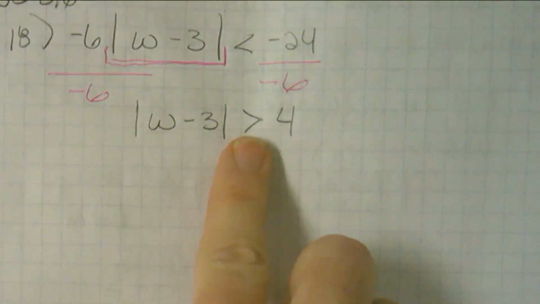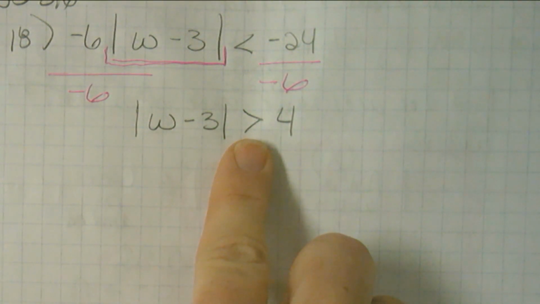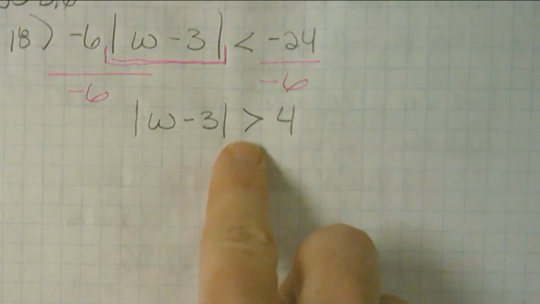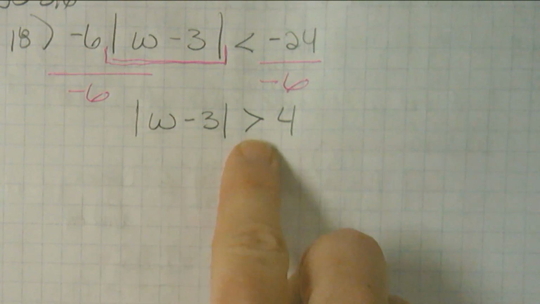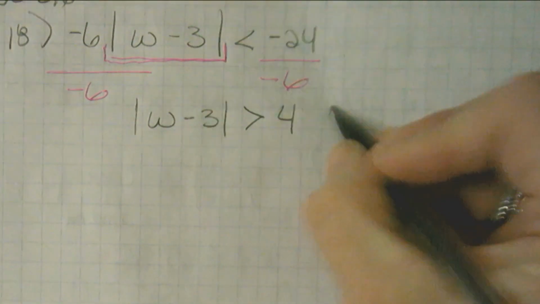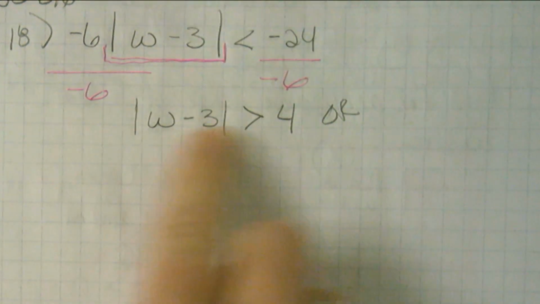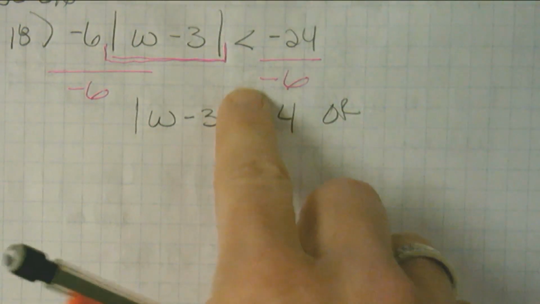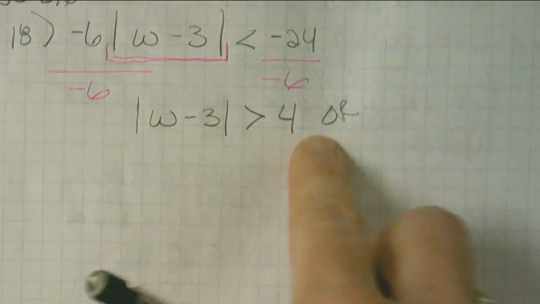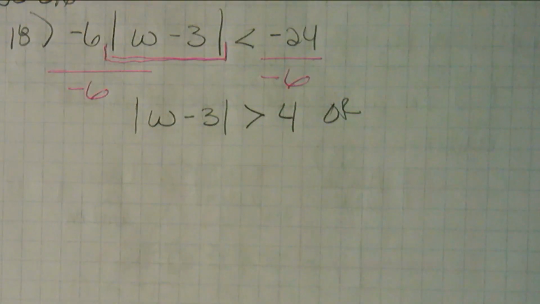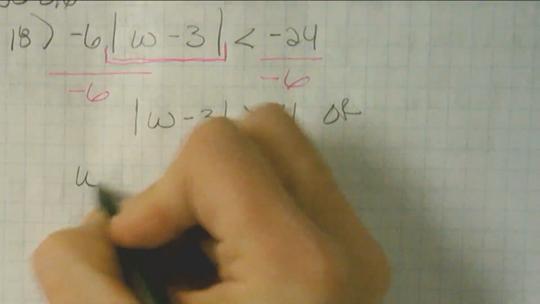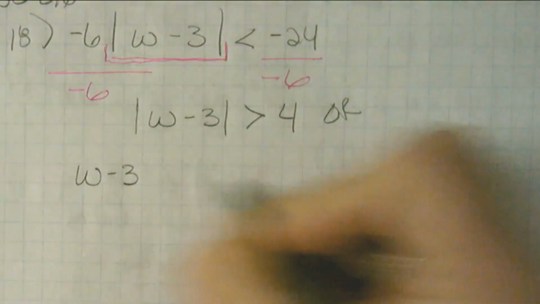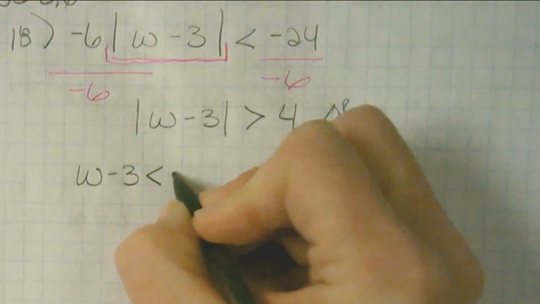What does this say? The greater than sign's coming first, isn't it? So this is a greater than. So which one is this? This is an or. Remember, absolute value of W minus 3 is greater than, because the bigger side comes first, is greater than 4. So this is an or. So I'm going to do W minus 3 is less than a negative 4.